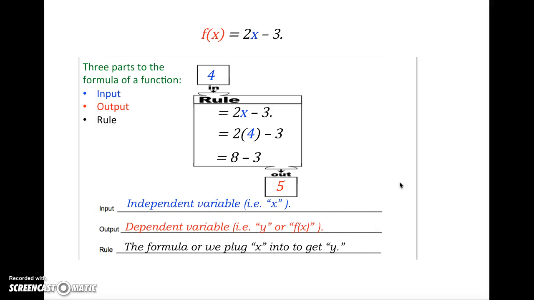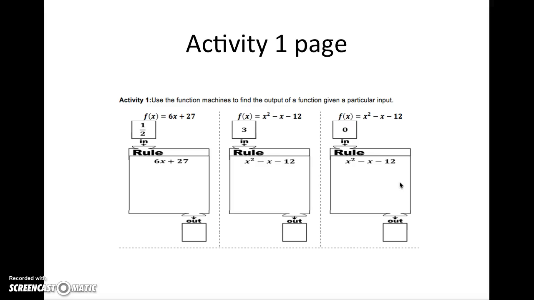Go ahead and pause and copy down notes as necessary. Once you have the notes down, you should move on to activity 1, which is on the next page. For this activity, what you're going to do is plug in the values found in the input box into the formulas for the x. So wherever you see an x, you're just going to replace it with the numbers you see in the input box, and the answer you get will be your output.